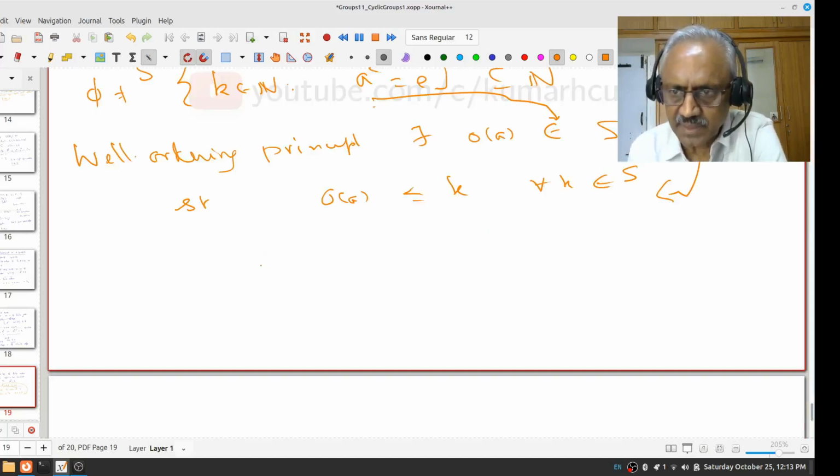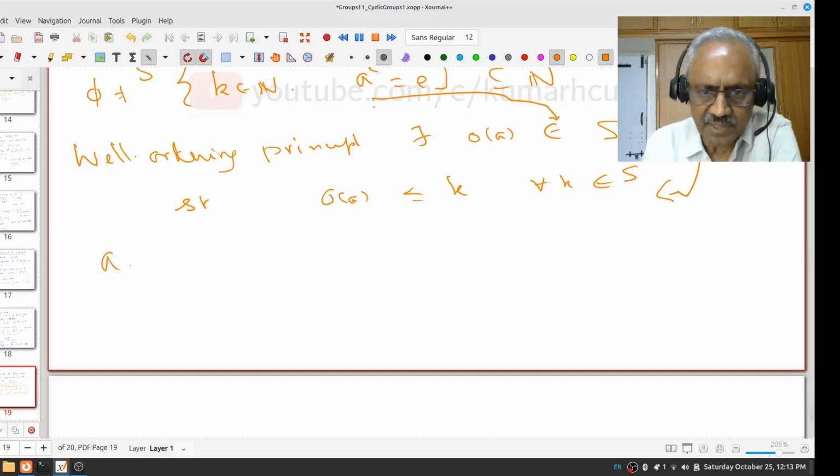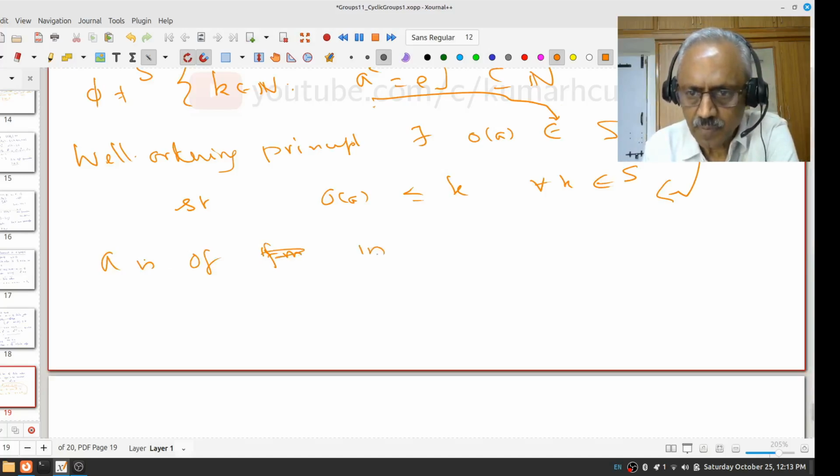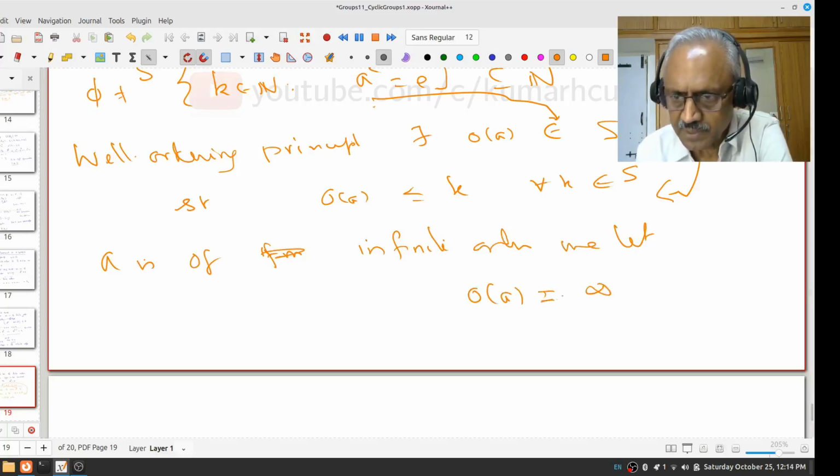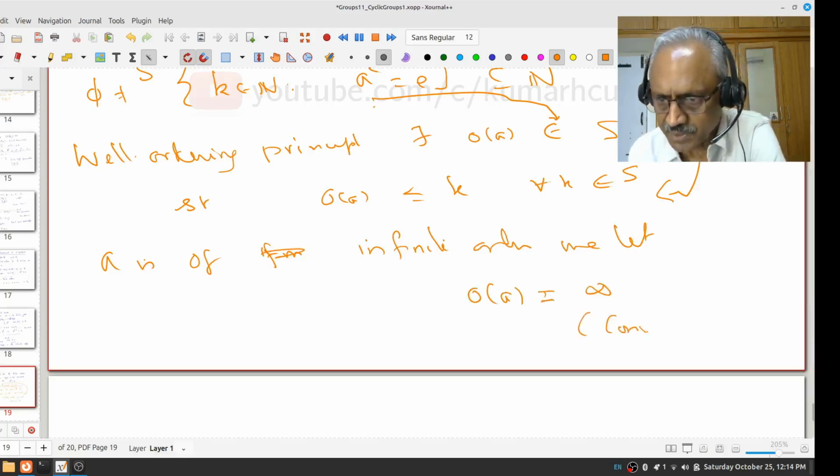Is that clear? And if A is of infinite order, we let this equal infinity. This is just a notation, a convention.